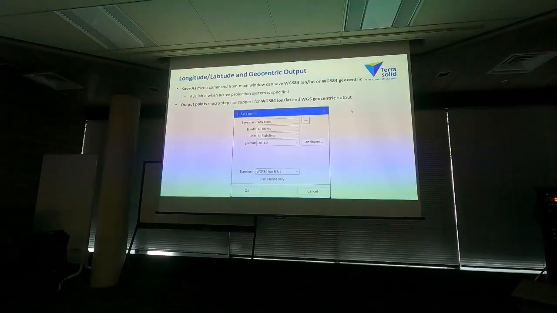So what is the real change is that in the past I needed to define a transformation going from some projection system to longitude, latitude before I was able to save. Now I don't have to do a projection system or a transformation definition in the TerraScan settings.